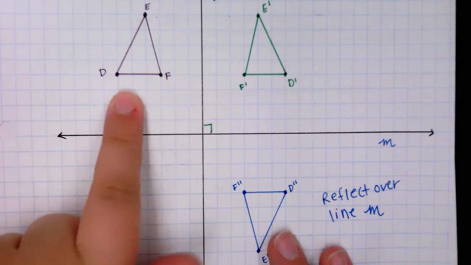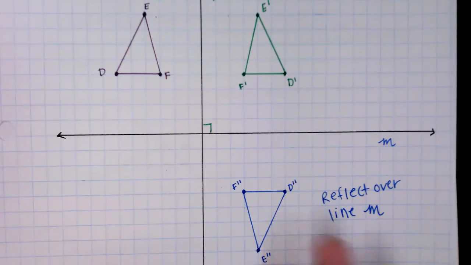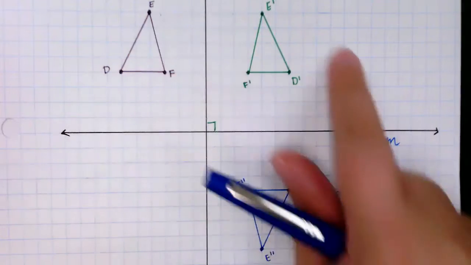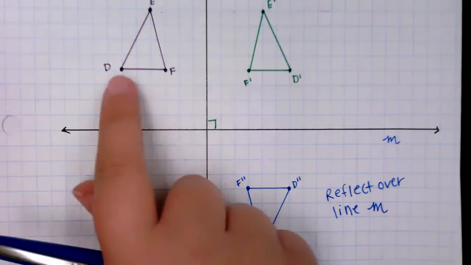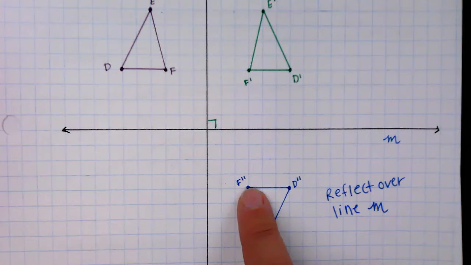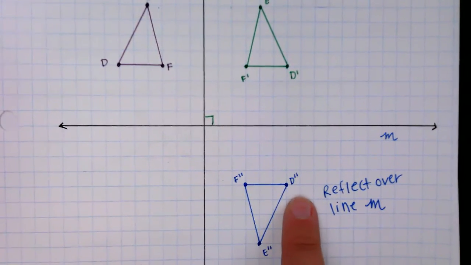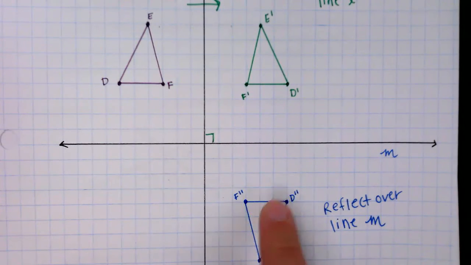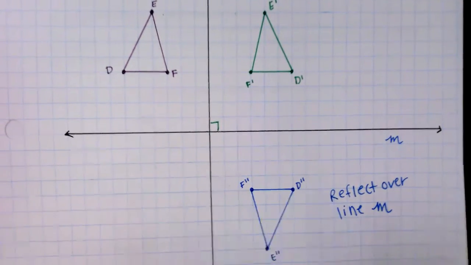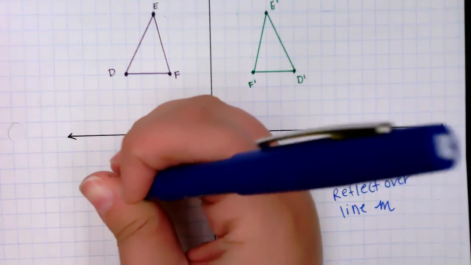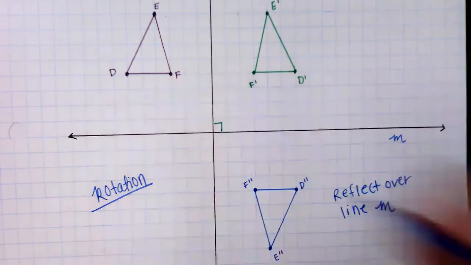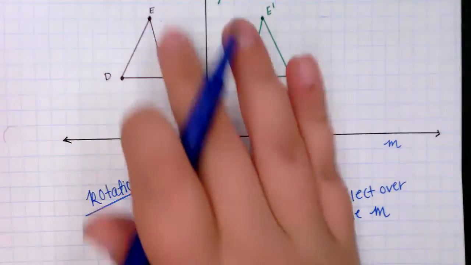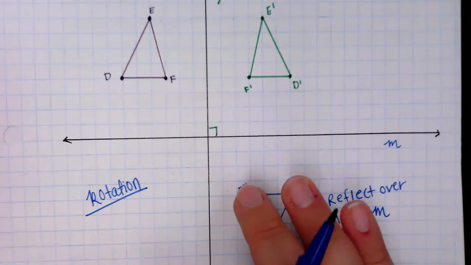And if you compare the pre-image to the very final image, notice how it has twisted, right? E, which was the point up top, is now the point on the bottom. And F was on the right, and now it's on the left. D also moved over as well. And so I could reflect over 2 intersecting lines, or this is the same as doing one single rotation. So I could also rotate to get from DEF to D double prime, E double prime, F double prime.